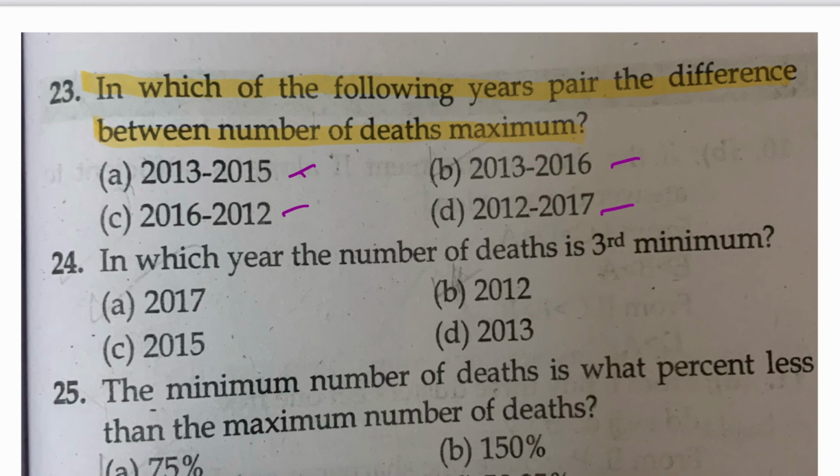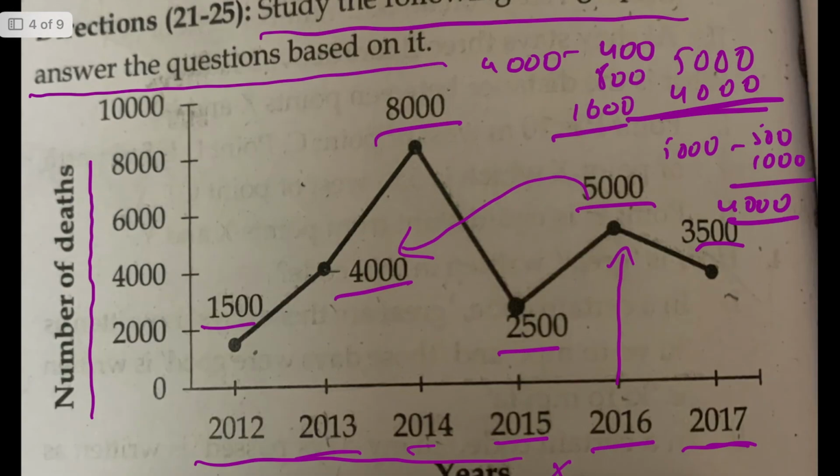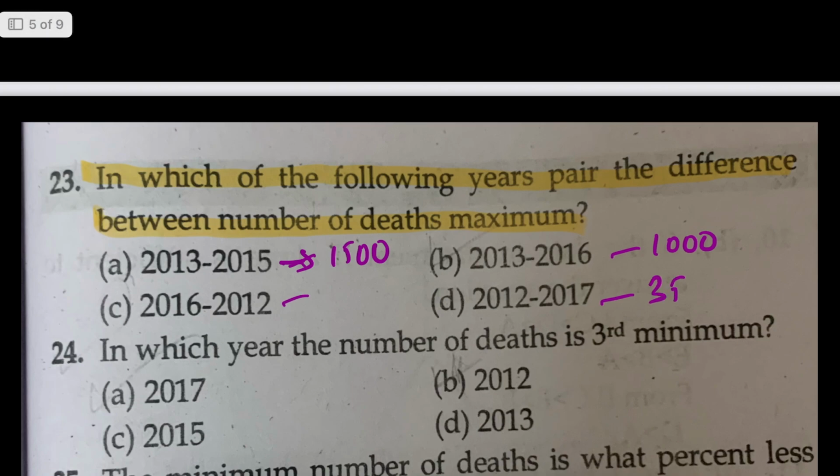So first pair, 2013 to 2015, the difference in deaths, as you can see here, is 1500. So write it down here, 1500. We'll check B, 2013 to 2016. The difference is 1000. And for 2016 to 2012, if we find the difference, we need to subtract. Suppose in 2016 there are 5000 deaths, and in 2012 there are 1500 deaths. We need to subtract 1500 from 5000. The difference will be 3500. So write it down, 3500.